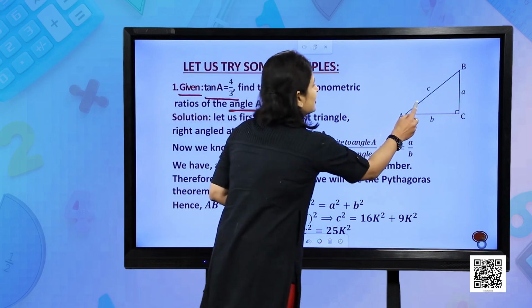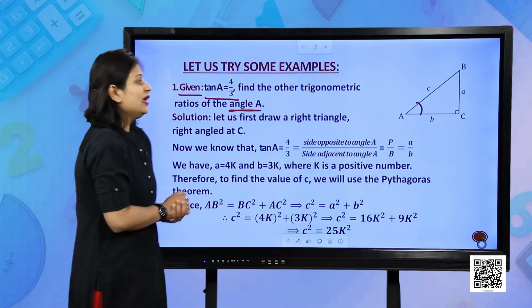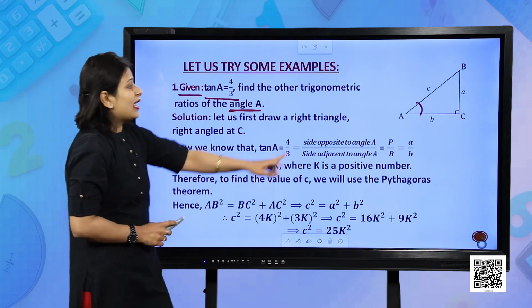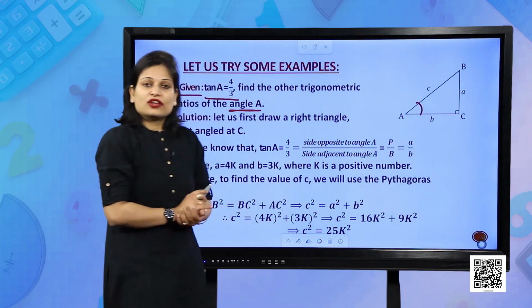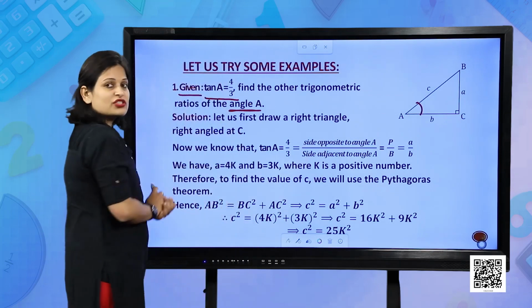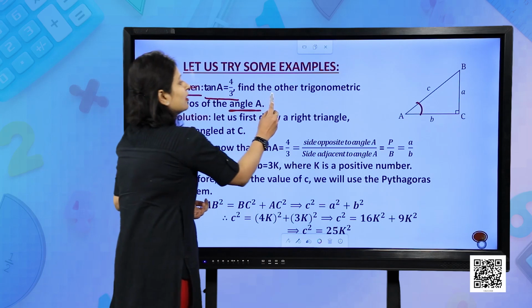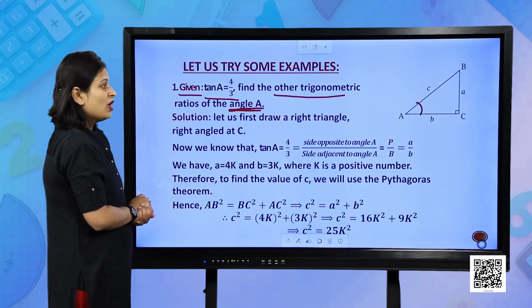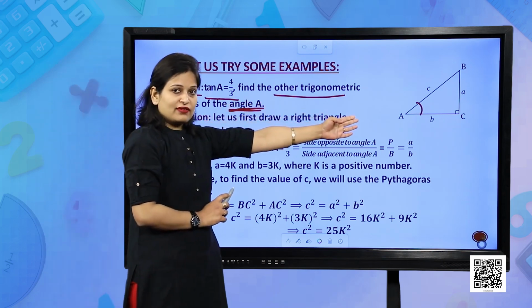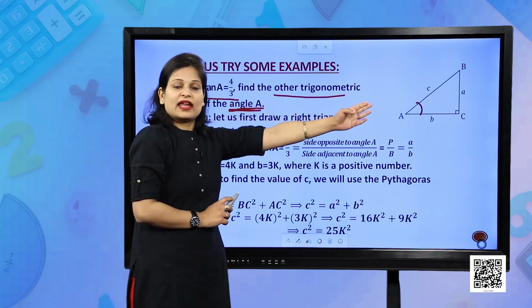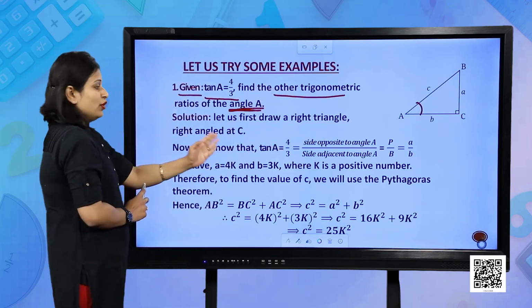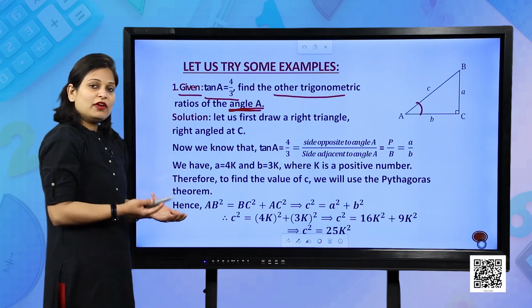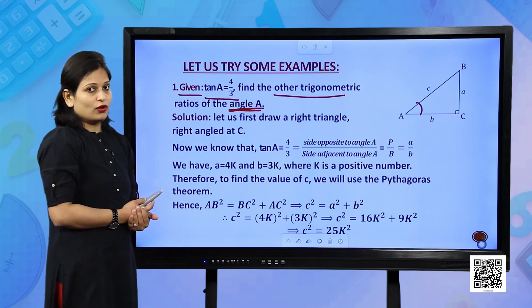See, consider a right angle triangle ACB. Angle C is of 90 degrees and angle A and angle B are acute angles. In this question, we need to find the other trigonometric ratios with respect to angle A. So we have considered a right angle triangle ABC, which is right angled at C. Now we know that tan A is 4 by 3. Now what will be 4 over here and what is 3 over here?